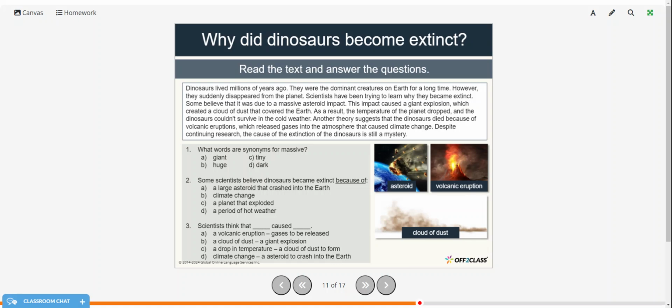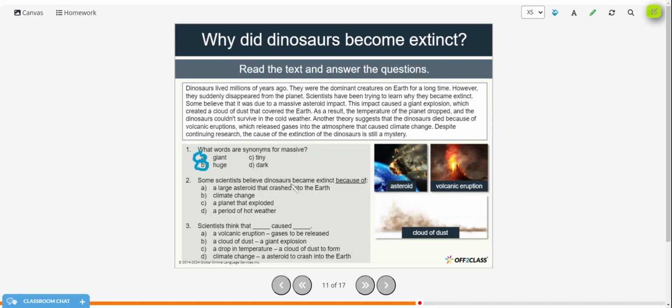Another theory suggests that the dinosaurs died because of volcanic eruptions, which released gases into the atmosphere that caused climate change. Despite continuing research, the cause of extinction of the dinosaurs is still a mystery. So, which words are synonyms for massive? Well, giant and huge mean the same as massive.